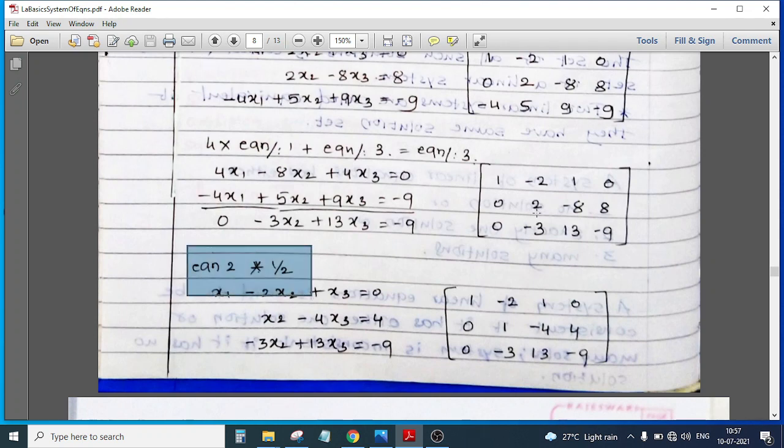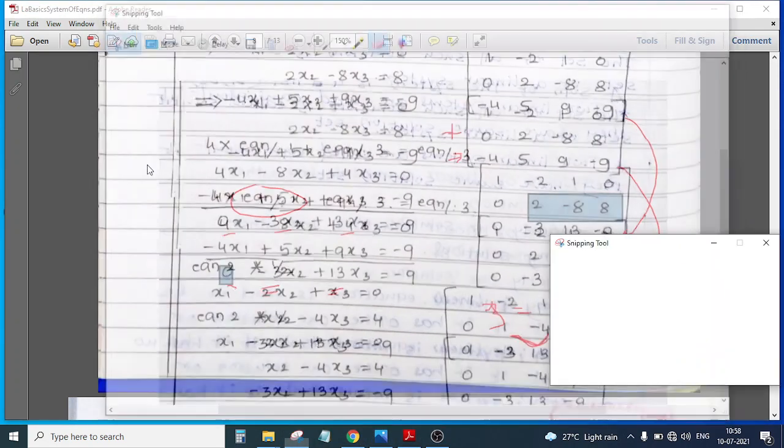So the next thing we need to do is multiply our equation 2 by half. Fine. So where is our equation 2? This is our new equation 2, right? That means 2x2 minus 8x3 is equal to 8.